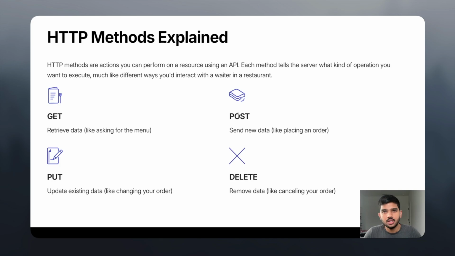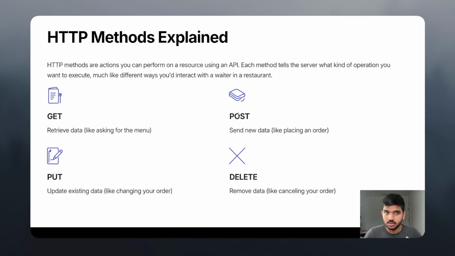So here are the HTTP methods, where you can perform actions while talking to an API. Each method does different operations. The first method is get. As the name suggests, you want to get or retrieve some data from that source. In the restaurant analogy, you are basically asking for the menu. The second method is post. You have decided what to eat and you are placing an order. That's the post. You are posting something, or sending new data.